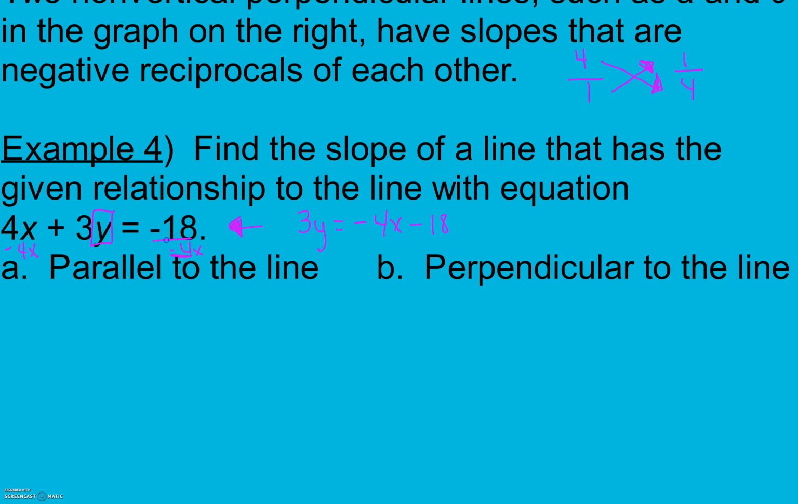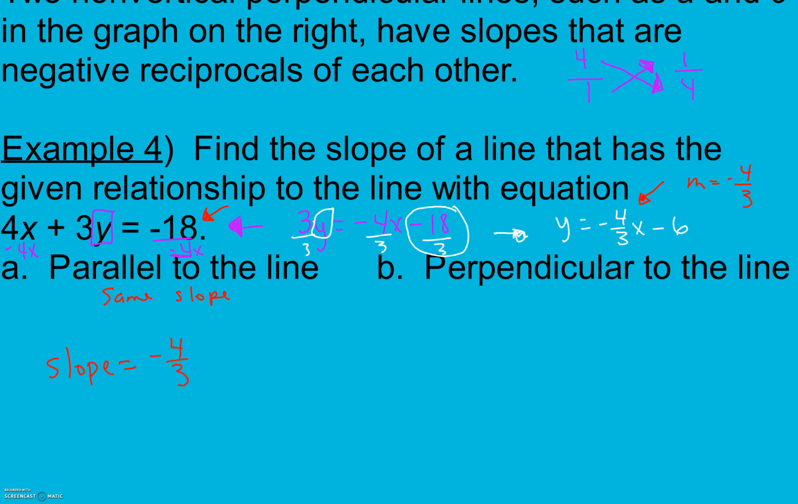The sign in front of the numbers goes with the numbers. Now, to get my y by itself, I have multiplication by 3, so I'm going to divide by 3 everywhere. And I get y equals negative 4 over 3 x minus 6. Sign goes with our number there. So the slope of my original equation here is negative 4 over 3. Parallel lines have the same slope, so here my slope is also going to be negative 4/3.